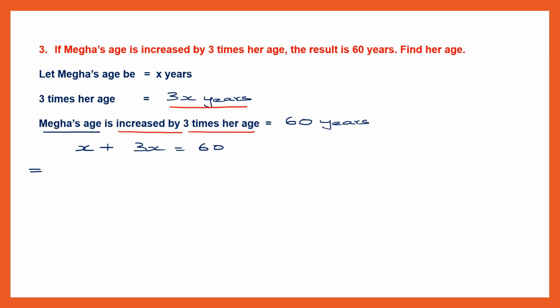Now we can solve for x, isn't it? So x plus 3x is 4x. 4x is equal to 60. Now we can find the value of x. x is equal to 60 divided by 4. We can cancel this. This is 1 and this is 15. So x is equal to 15.